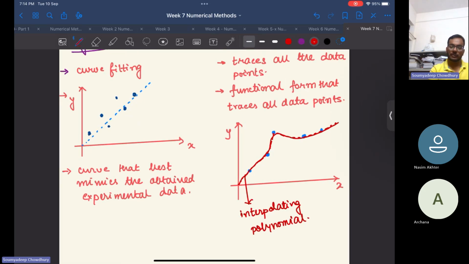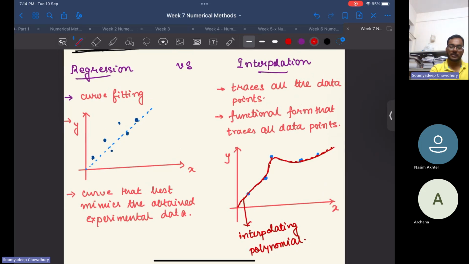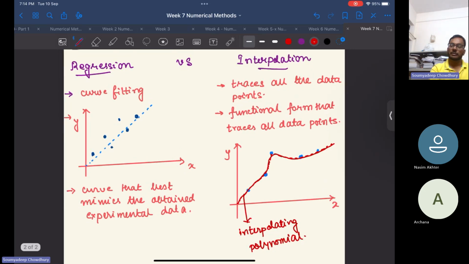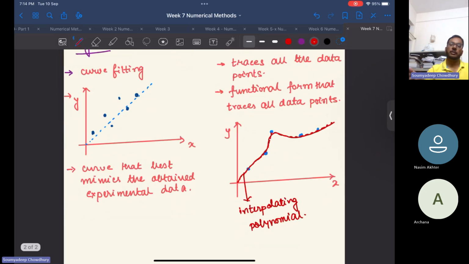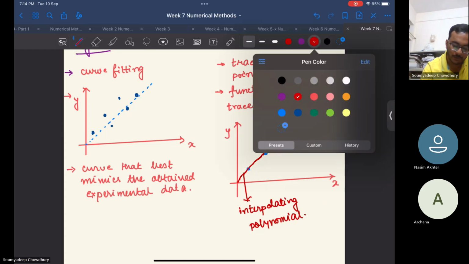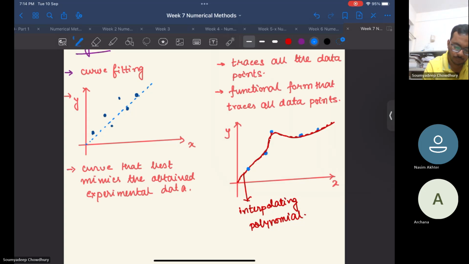So can you tell me which one, regression or interpolation, based on seeing these curves, is a more accurate representation of the data? The interpolating polynomial or the line of regression? Which one do you think is more accurate? Regression one. Why? Because it minimizes the distance between various points.